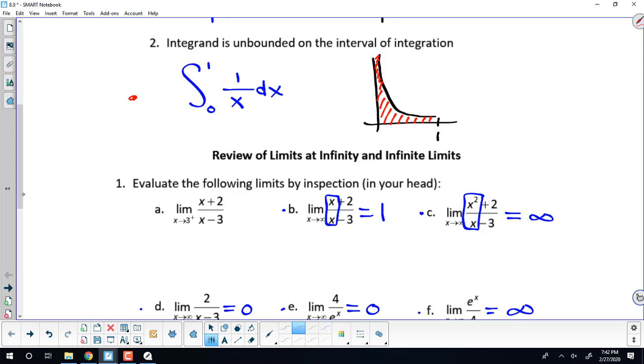Infinity? What do y'all think? Infinity? It's going to be infinity or negative infinity, right? Because your denominator is approaching 0. Your numerator is fixed at 5. So you've got 5 over a smaller and smaller number. That's a larger and larger number.